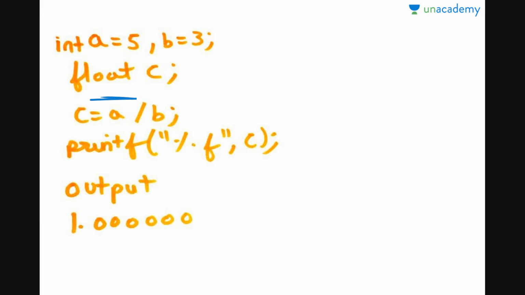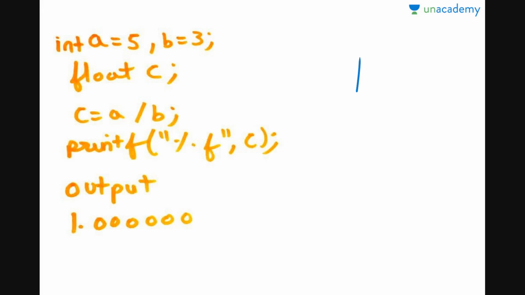and we have float c, which is of data type float, and we have c is equal to a slash b. Now a slash b is normal division. So 3 divided by 5, b divided by a. You get the answer as 1.